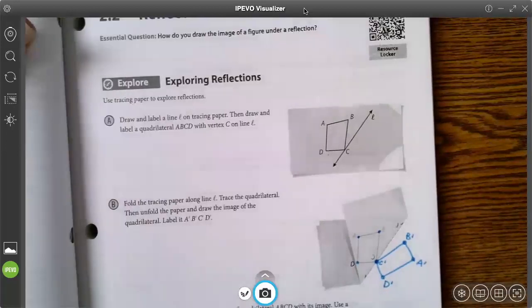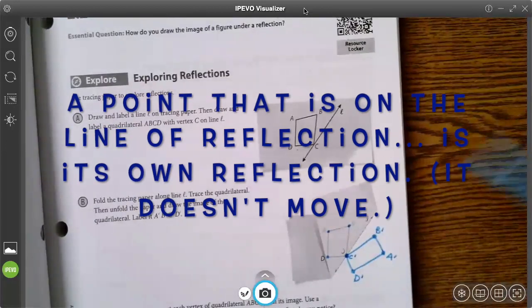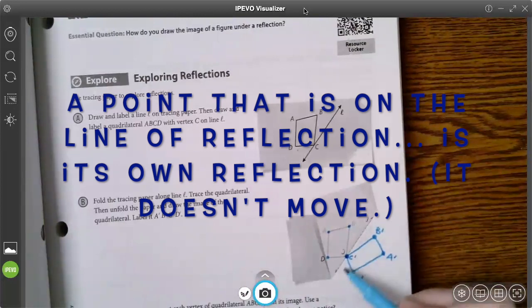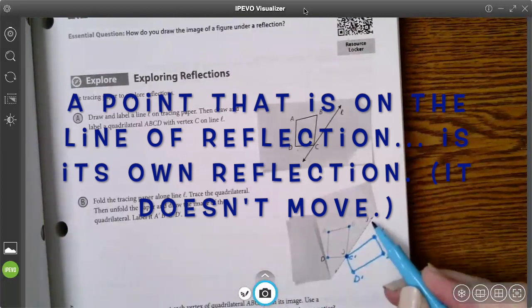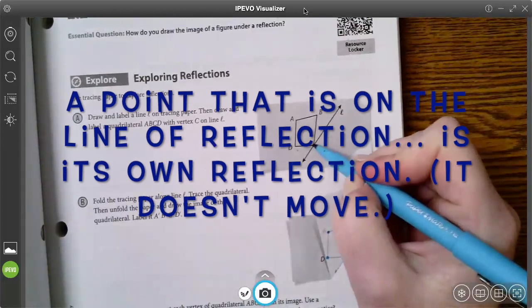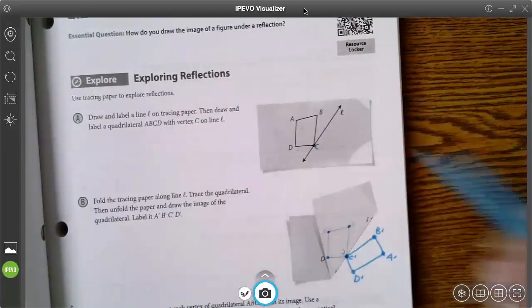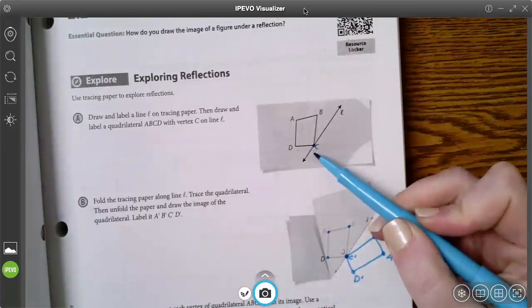Some things that you might notice from this drawing include the fact that C didn't move. C didn't move because the line of reflection was going right through point C. You can see that up here. And so it's its own reflection because it sits on the line.